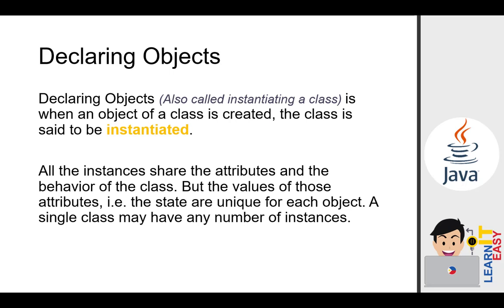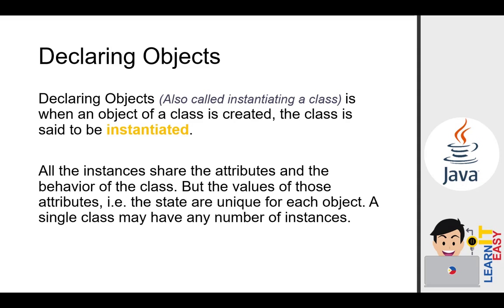Kunwari, yung scanner class na yon, para magamit natin siya, mag-create tayo ng object ng instance niya, kagaya ng ginagamit nating scan. All the instances share the attributes and the behaviors of the class, but the values of those attributes, for example, the state, are unique for each object. A single class may have any number of instances. So, kunwari nga, balikan natin yung scanner class. Pwede akong mag-declare o mag-create ng kahit ilang instance or object niya. And they will have yung unique nilang attributes and states. Kahit gaano pa kadami ng copy ng object ang gagawin ko.